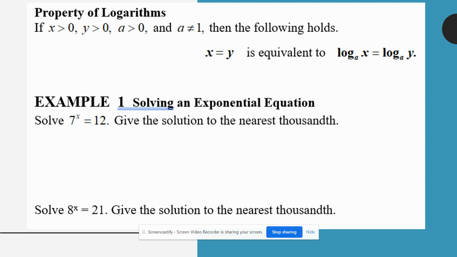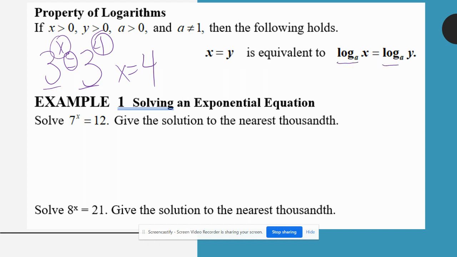Just like when we were talking about common bases, where we said if we had 3 to the x is equal to 3 to the fourth, if our bases are the same, we can set the exponents equal to each other, and we get x is equal to 4. The same thing happens with logarithms. If I have log base a of x equals log base a of y, then x has to equal y.